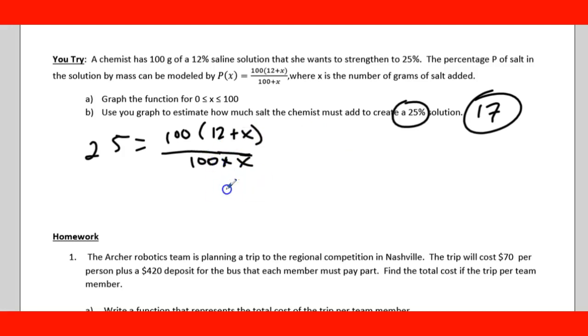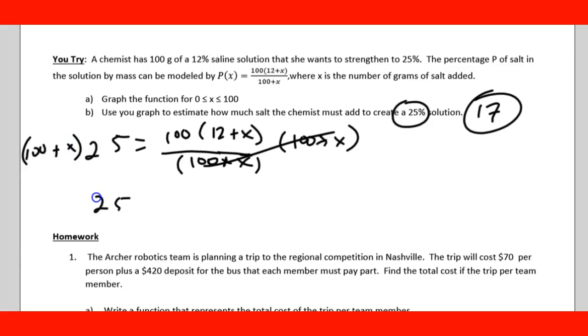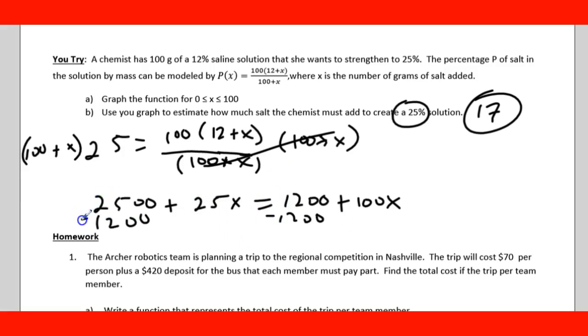Okay? So now, the first thing I'm going to do is I want to multiply both sides by 100 plus x. And the reason I'm doing that is I want to get rid of this denominator. So when I distribute that, I get 2500 plus 25x equals, then I'm going to distribute this. So 100 times 12 is 1200 plus 100x, like that, okay? So now we just combine like terms. If I subtract 1200 over here, that's going to give me 1300, right?